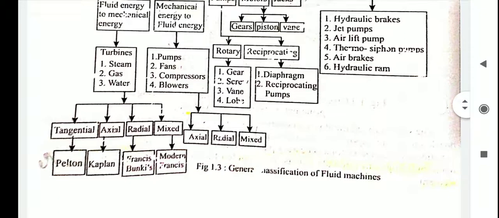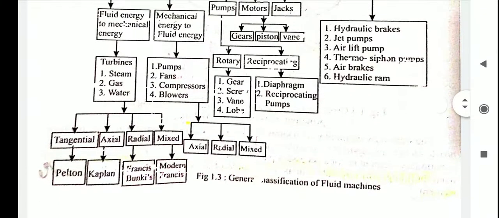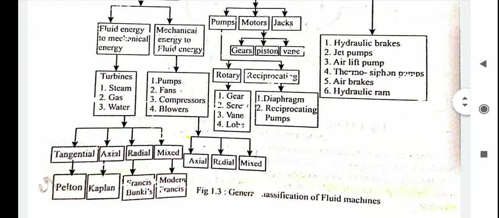Coming to rotary pumps, there are four types. First one is gear pump, second one is screw pump, third one is vane pump, and fourth one is lobe pump. In case of reciprocating pumps, first one is diaphragm type and second one is piston type pumps.